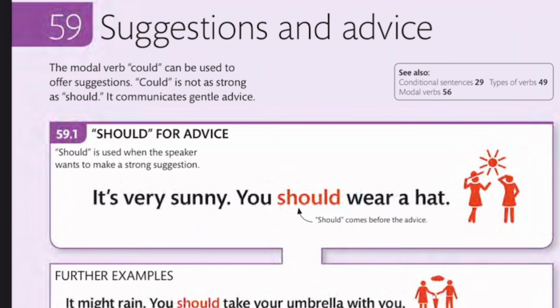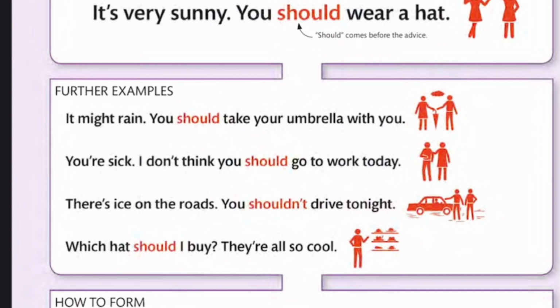Should is used when the speaker wants to make a strong suggestion. It is very sunny. You should wear a hat. Take note that should comes before the advice. Let's look at further examples. It might rain. You should take your umbrella with you. You are sick. I don't think you should go to work today.